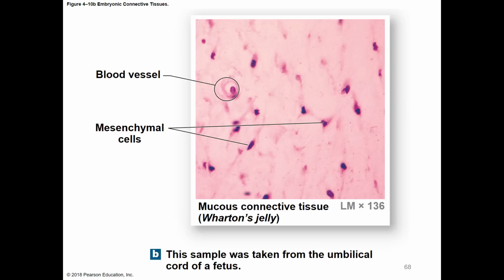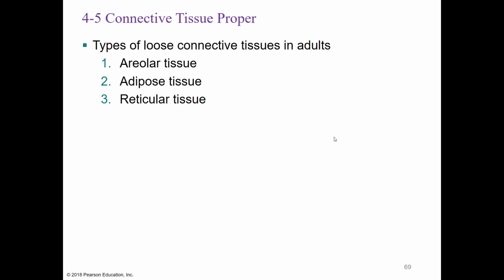This is a picture of mucous connective tissue, which is also referred to as Wharton's jelly, and it can be found in the umbilical cord. We see again mesenchymal cells, and in the background, a very soft, gelatinous ground substance. So some connective tissue we find in adults would be areolar, adipose, and reticular.